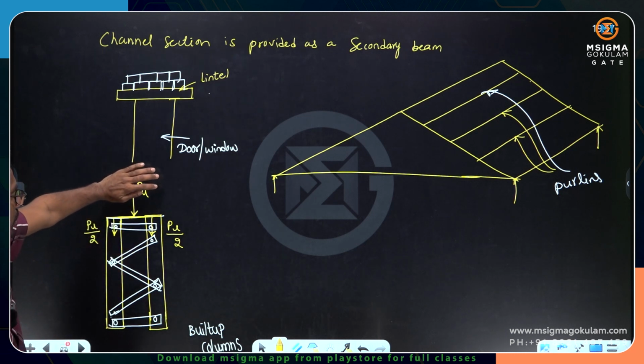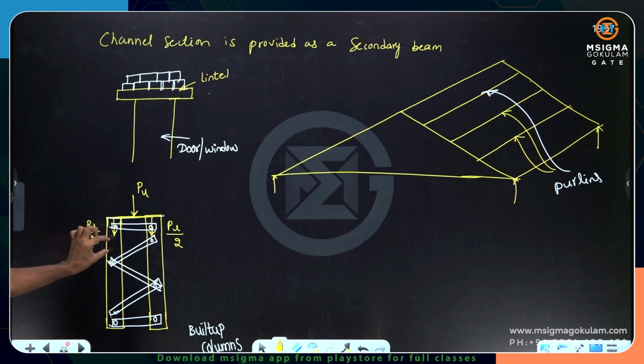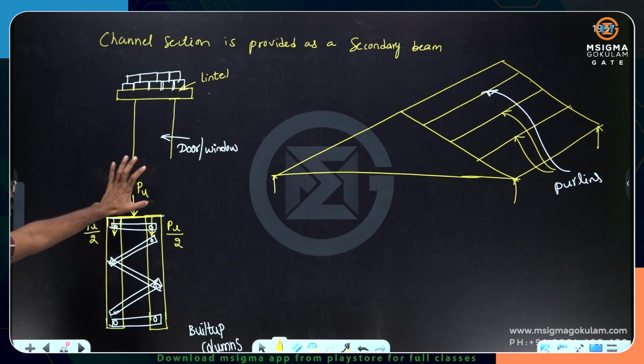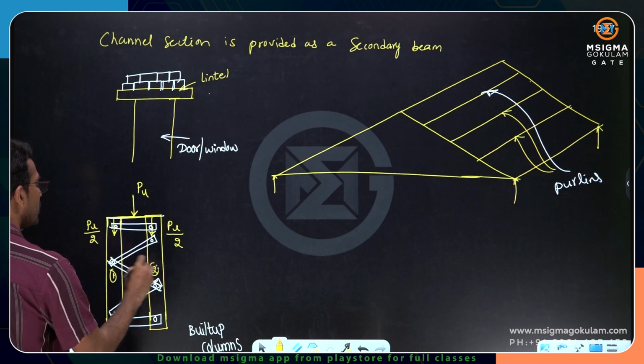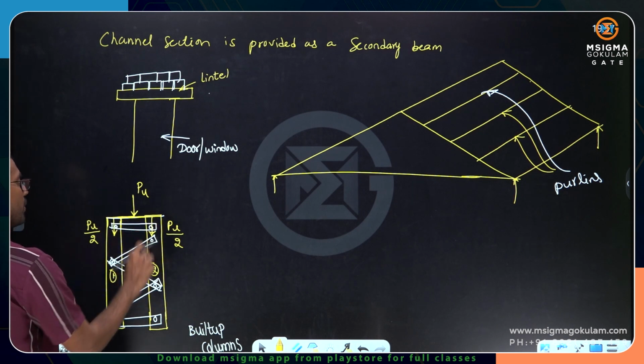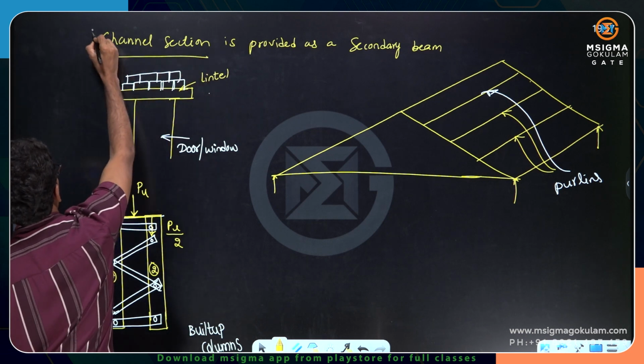So a heavy load came, half of the load is taken by one column and half by the other, because one section may not be able to sustain the heavy load. In such cases, we go for built up columns. I hope it is clear to everyone. For this kind of built up columns, you need not go for I section. This section itself is sufficient.